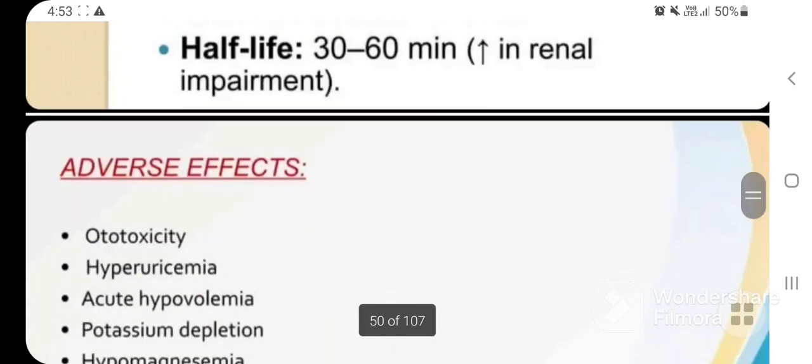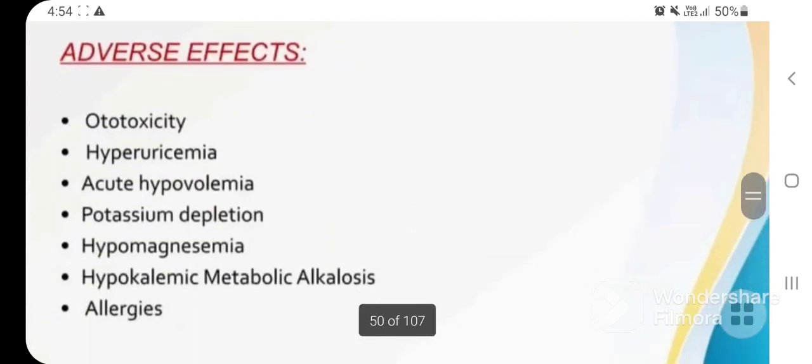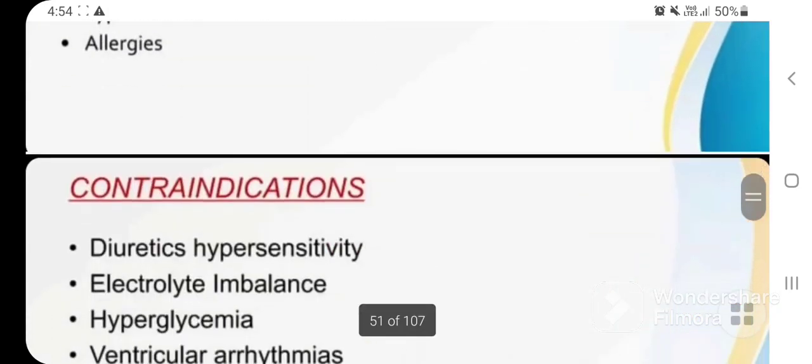Adverse effects are ototoxicity, hyperuricemia, acute hypovolemia, potassium depletion, hypomagnesemia, hypokalemia, and allergies. Those who are allergic to furosemide should not take this tablet.